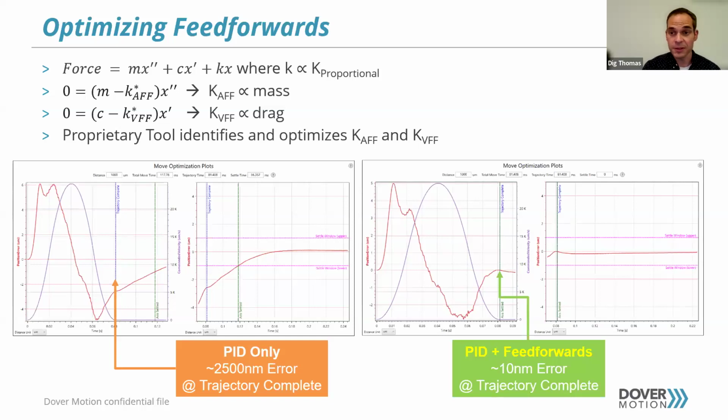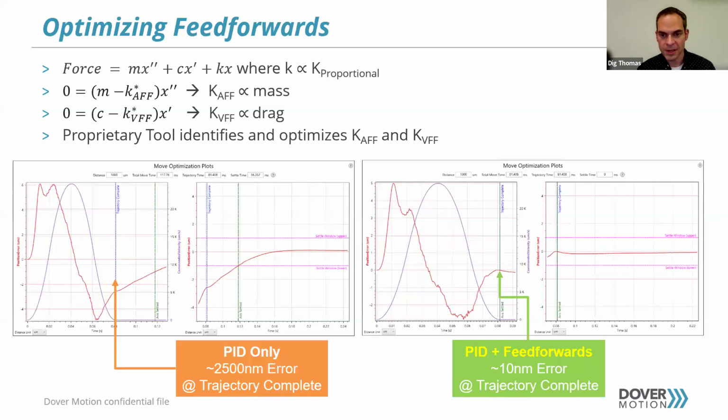If you don't believe me, look at the graphs below. Here on the left, it's a little colorful, so I'll walk you through it. The reddish plot is the actual position error, and the purple, nice, smooth, well-behaved plot is the commanded trajectory. Where the arrow is pointing is where the trajectory said you should be finished. Clearly, we were not finished. We still had roughly 2.5 microns of error, and that was using a well-tuned PID.